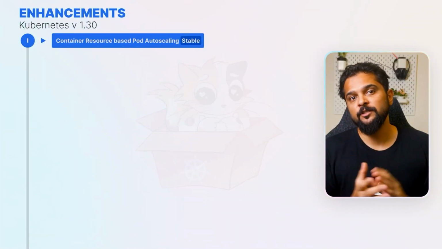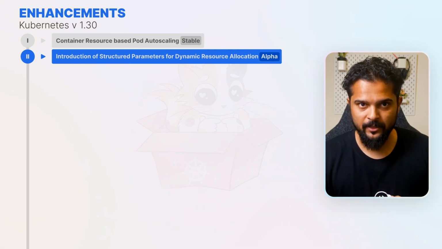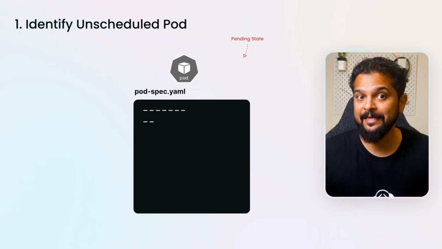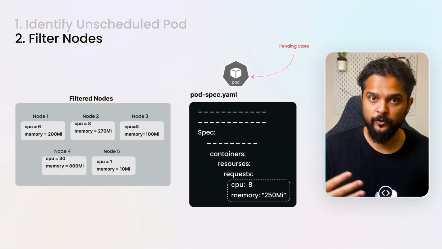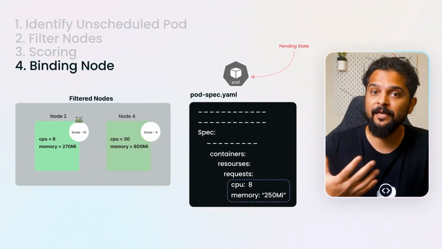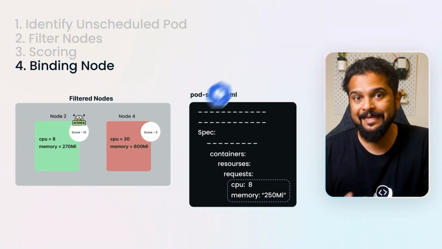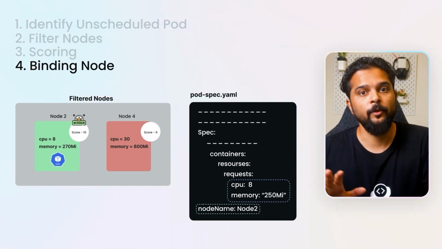Another major change in the release is the introduction of structured parameters for dynamic resource allocation. Now, we all know how the Kubernetes scheduler works. When it gets a request, it schedules a pod on a node, and it looks at certain resource requirements, such as how much memory or CPU the pod requires, and then identifies a node with sufficient free resources and assigns the pod to that node. And that is easy when we are only referring to CPU and memory.